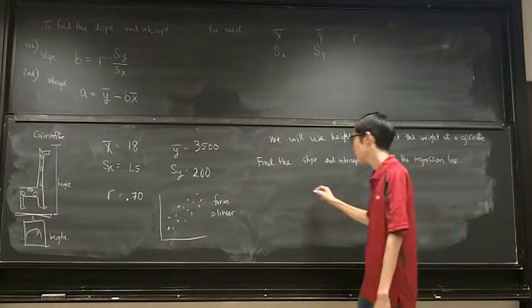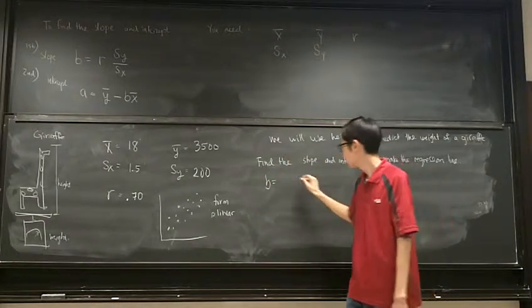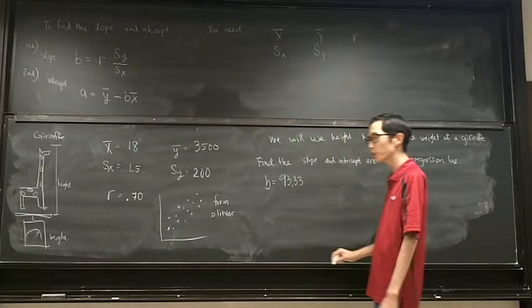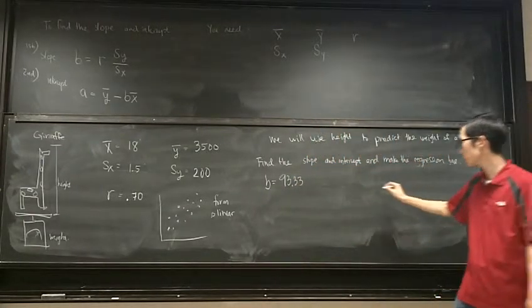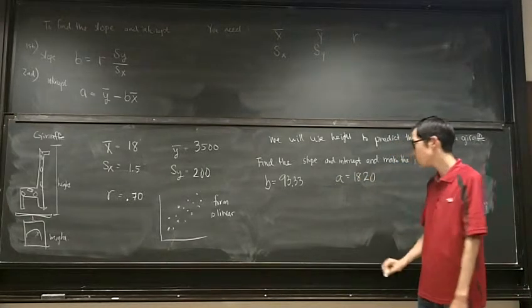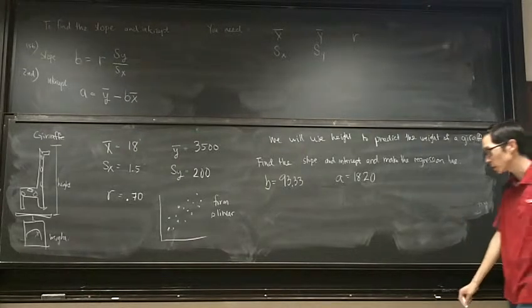So, what is my slope? 93.333. Okay, so let's say 93.33. And what is my intercept? 1820. You guys did some rounding and that's how you got that 18.6, but it's 1820.